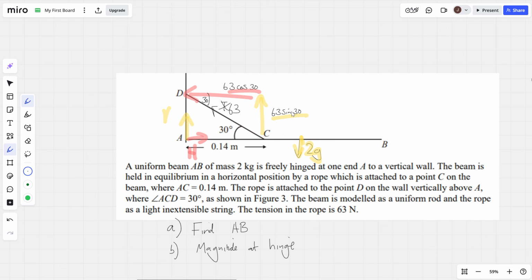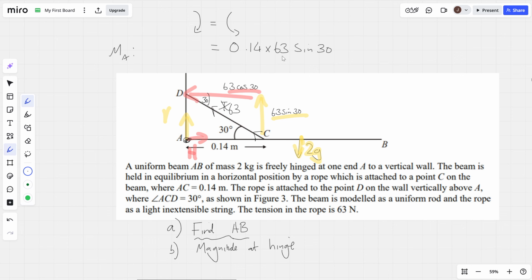So let's work these things out. If you've got a question about the length of something, start with moments, because moments have the length of something in them. So that tends to be more useful. So clockwise equals anti-clockwise. If I do my moments at A, the first thing I would get to is an anti-clockwise moment, which is this tension, which is here, isn't it? So that would be 0.14 times 63 sine 30.